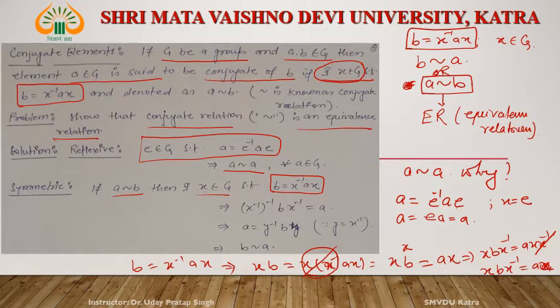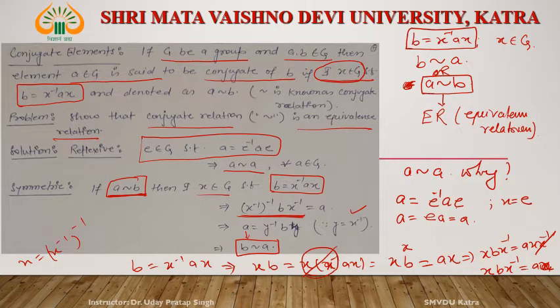Sorry, A, right? Then this X can be written as X inverse inverse. Same thing here, X inverse, that is X. B X inverse is A. Since X belongs to G, therefore X inverse also belongs to G, right? Say X inverse is Y. Then this is Y inverse B Y. It means B is conjugate to A. If A is conjugate to B, then B is conjugate to A. This says that this relation is symmetric also.